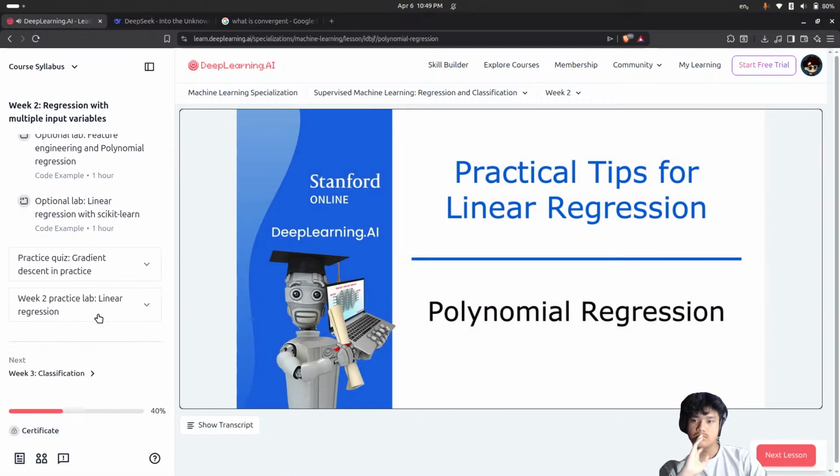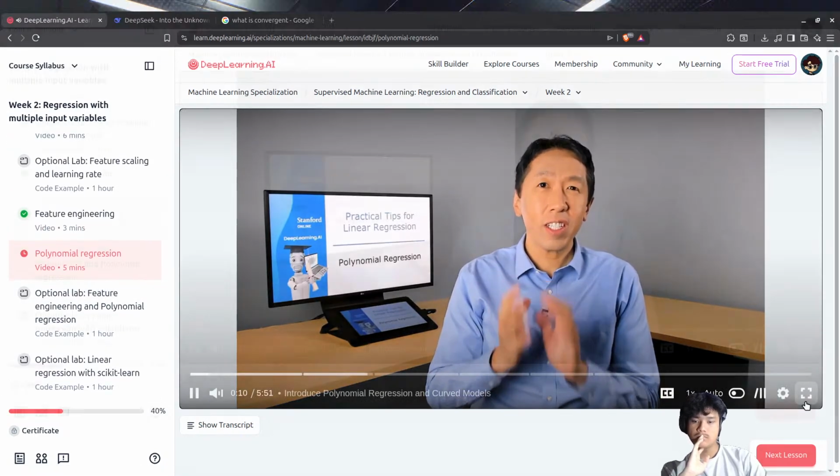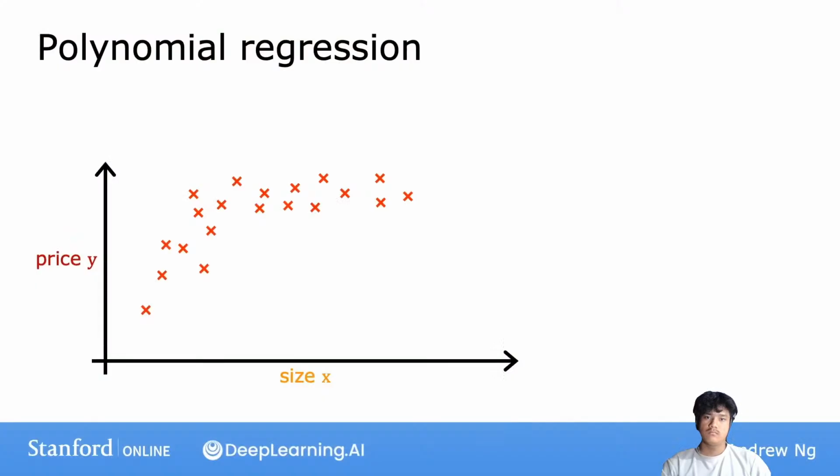So far, we've just been fitting straight lines to our data. Let's take the ideas of multiple linear regression and feature engineering to come up with a new algorithm called polynomial regression, which will let you fit curves, nonlinear functions, to your data. Let's say you have a housing data set that looks like this, where feature x is the size in square feet. It doesn't look like a straight line fits this data set very well.